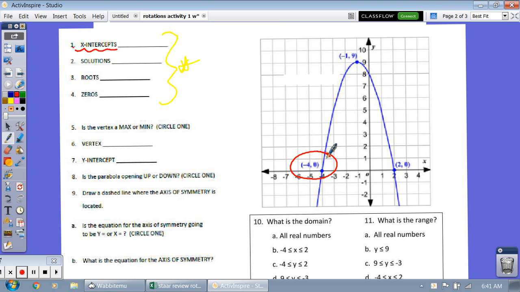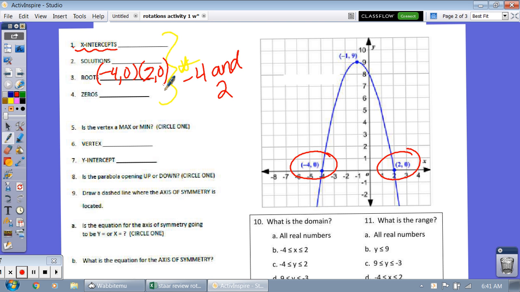Here are our x-intercepts. So that means that it is at -4 and 2. You could also write them as coordinates if you wanted to. You could say it's at (-4, 0) and (2, 0). X-intercept, solutions, roots, zeros, those definitions are the same for each one of those.